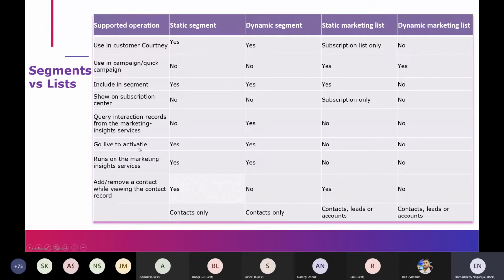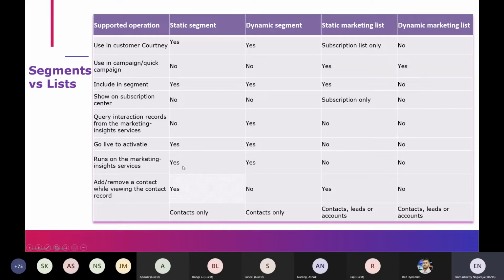And another one is that you need to make them live if you want to make them part of a customer journey, whether it is a static or dynamic segment. You need to make them live. Otherwise, for static marketing lists and dynamic marketing lists, you don't need to convert them to a live state, because as soon as you create them, they are active. And as I said, both static segments and dynamic segments run on the marketing insights service.